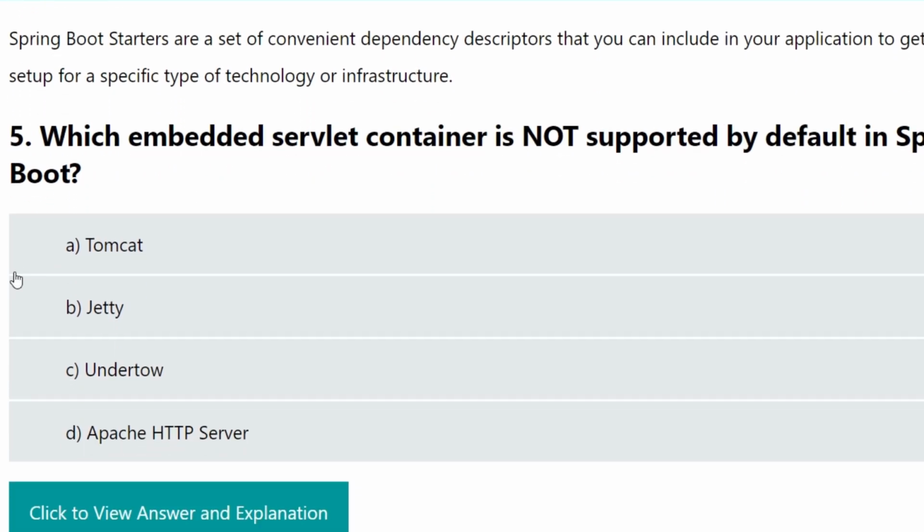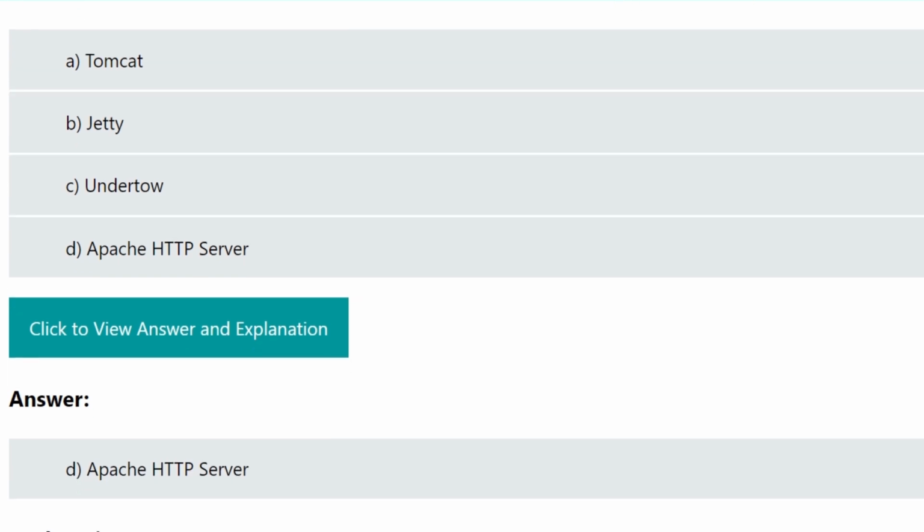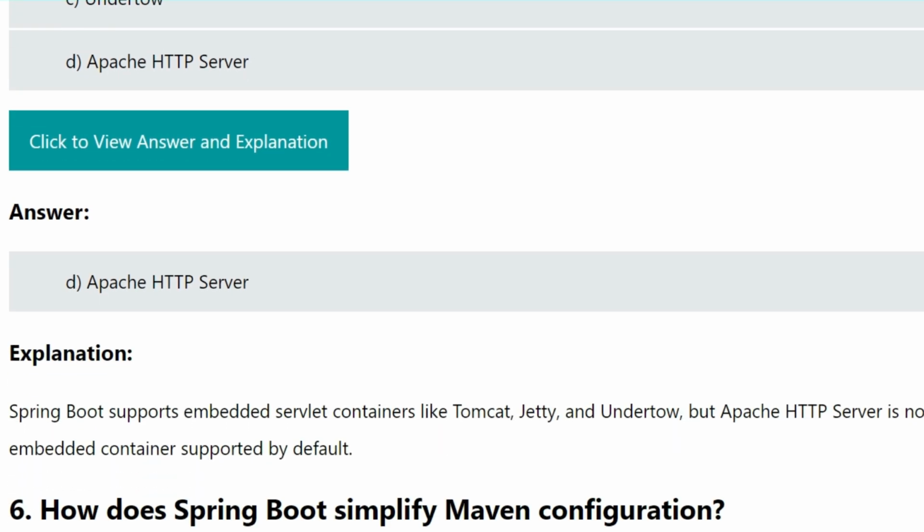And then, which embedded servlet container is not supported by default in Spring Boot? Not supported. So Tomcat, Jetty is there. Apache HTTP server, I think. So D is the correct answer. Apache HTTP server is not a part of it.